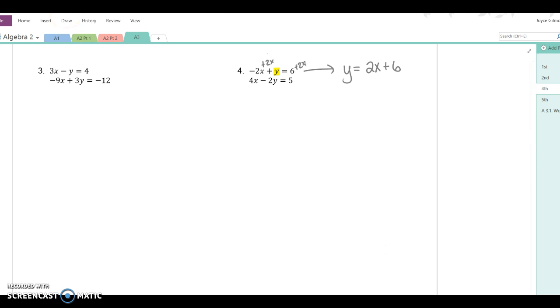Now that we have y by itself, 2x plus 6 is equivalent to y. So we go to the other equation. We're going to take that y out and put 2x plus 6 in its place. So 4x minus 2 parentheses, instead of the y, we will write 2x plus 6. And then continue with equals 5.